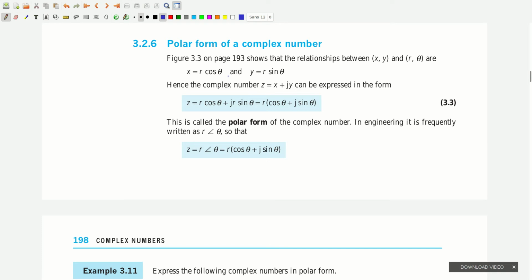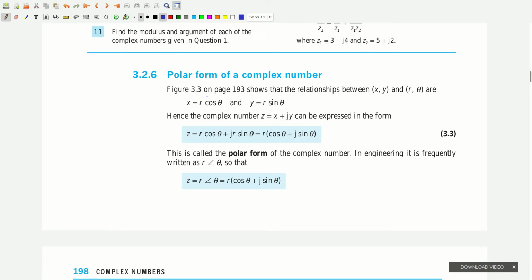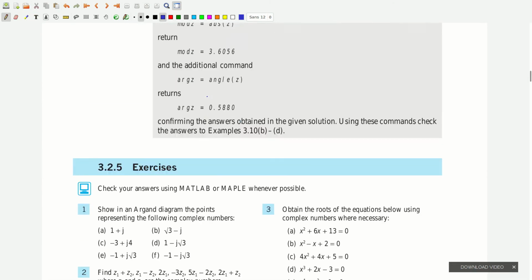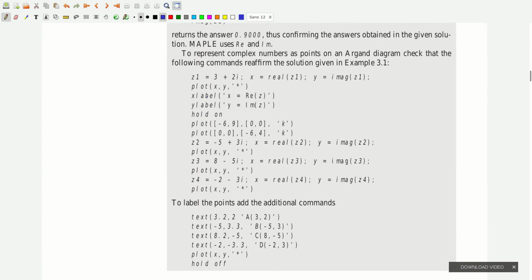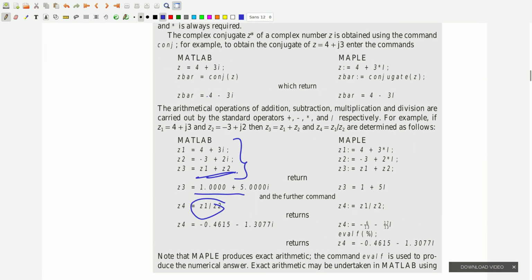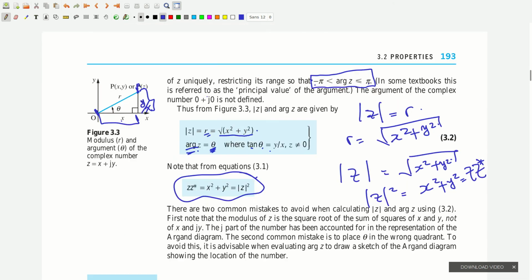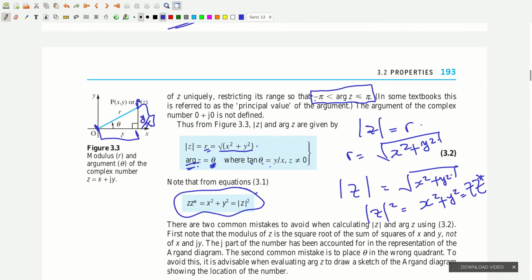So figure 3.3 on page 193. Where's that? Page 193 shows. Okay, page 193, figure 3.3 on page 193. Oh, here, okay, shows.